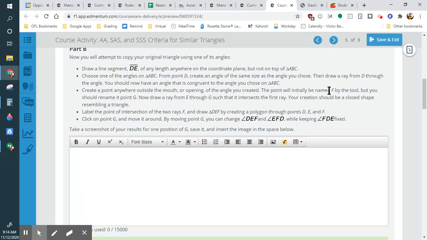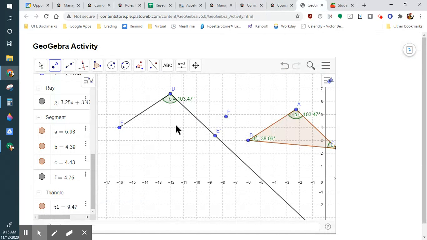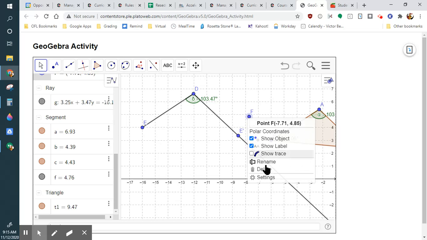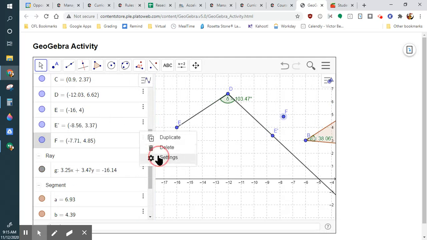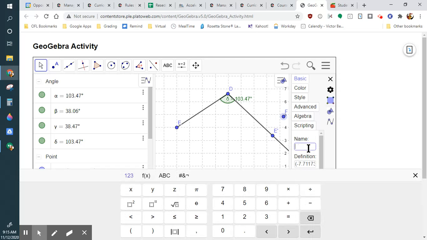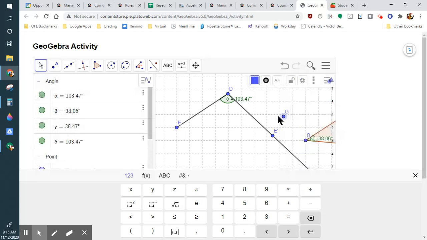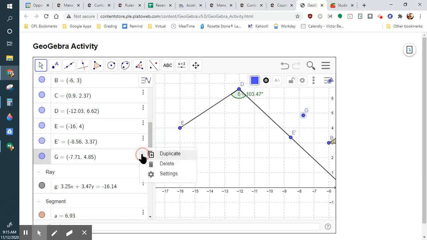The point will initially be called F, but you should rename it G. I hate that they do that because they don't really tell you how to do it. So the way you rename it, you want to click it, and then you can right click it. If this doesn't work for you, like if you don't know how to do that, what you can do is just find it here, go to settings, and you can name it right here. And then you just hit enter and you see that it changed the name. So that's two ways of doing it: right clicking it or locating the point that you want here and just going to settings and changing the name. Those are two ways to rename it.